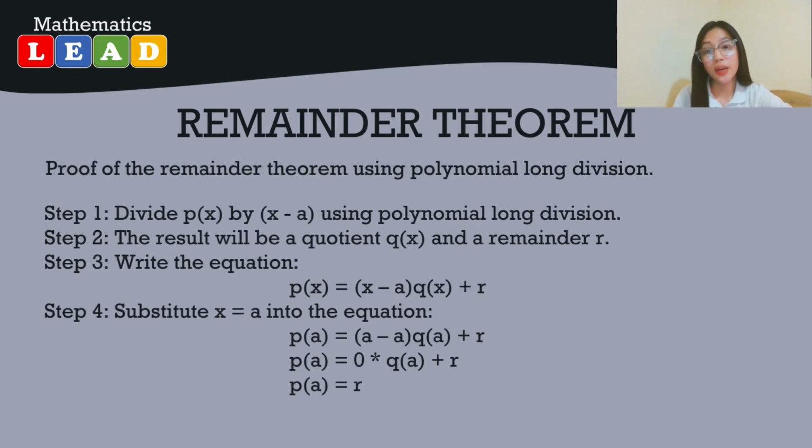So next, to prove the remainder theorem using polynomial long division, we have four steps. The first step is divide P of x by x minus a using polynomial long division. And next step is the result will be a quotient q of x and a remainder r. Third step is we're going to write the equation into p of x is equal to quantity of x minus a multiplied by q of x plus r. And for the last step, we are going to substitute x equals a. Therefore, the value of p of a is equal to r.